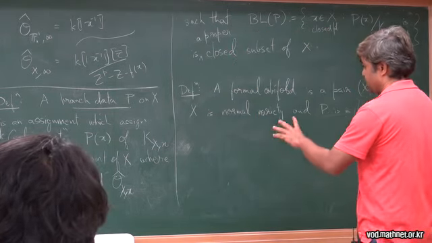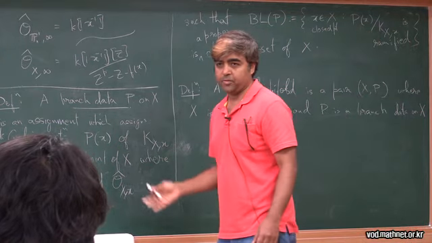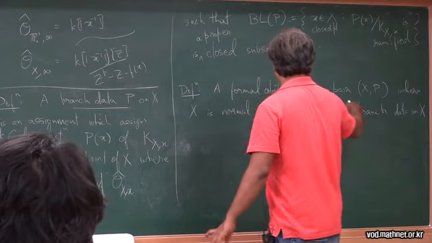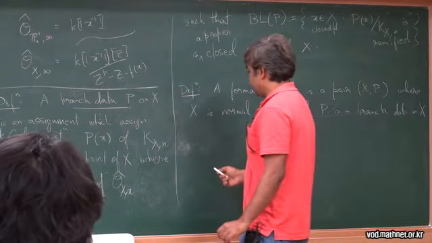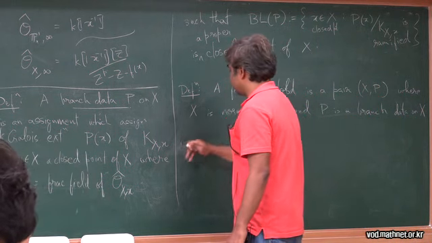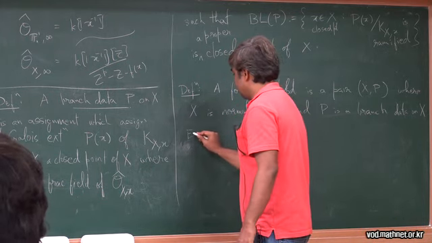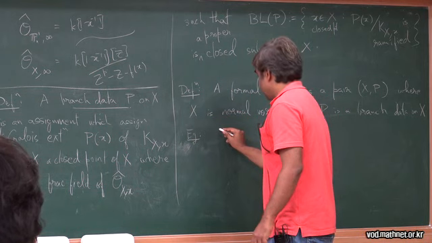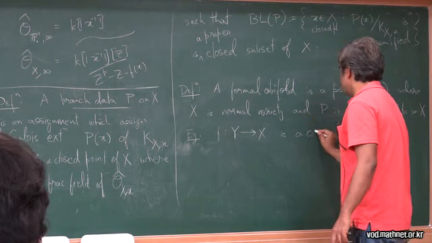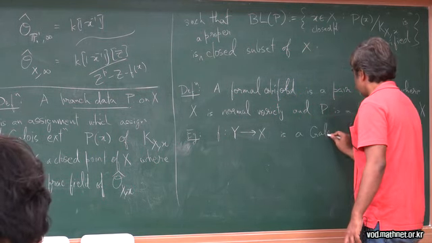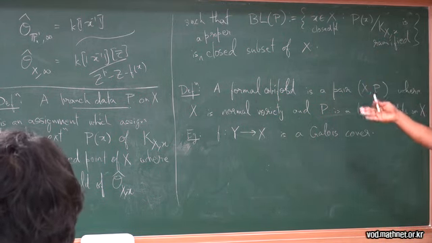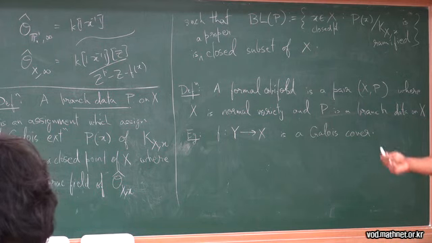Now maybe I'll just modify what happens in higher dimension, how to modify the branch data in higher dimension, so that this makes sense more generally. But first, maybe one example of branch data. Say f from Y to X is a cover, a Galois cover. Then one can associate a branch data on X from this cover.